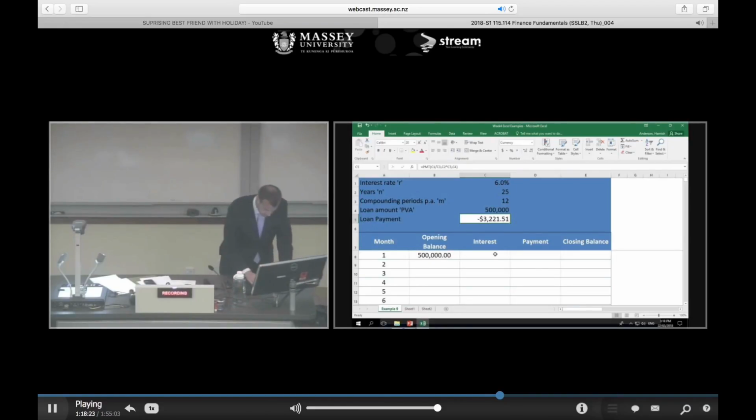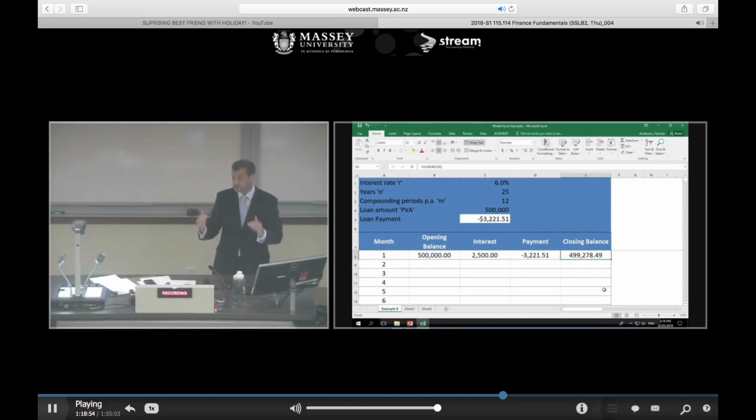Okay, same process is equal to the opening balance. So this is the same process of what we just looked at on the slide, times the per period interest, which is 6% divided by 12, so $2,500. Our payment is equal to that, and because it's a negative, if I add all of these up, it should come out right. So equals. And we get that same answer.